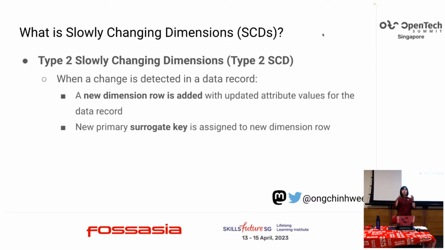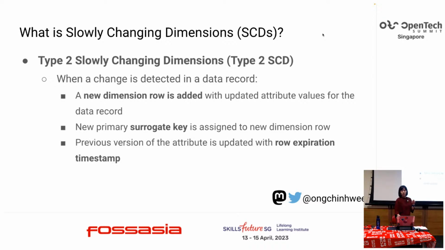And for that particular new dimension row, you create a new primary surrogate key. And then the previous version of the attribute is updated with the row expiration timestamp. So instead of overwriting and destroying history, you are updating history.